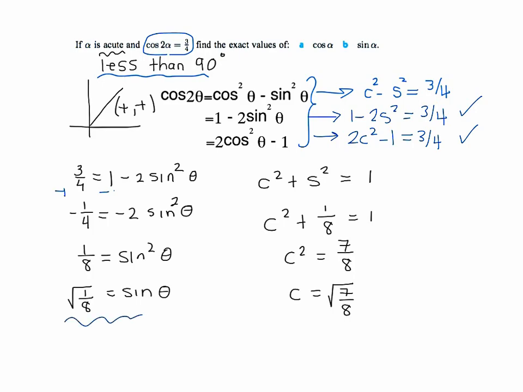Once you figure out that sine is equal to square root of 1 over 8, you can use a trig identity to solve for cosine of alpha. Cosine squared plus sine squared is equal to 1, and you know sine squared is equal to 1 over 8. So plug that in. So cosine squared plus 1 over 8 is equal to 1. Subtracting 1 over 8 on both sides, cosine squared is equal to 7 over 8. Taking the square root on both sides, again, because it's in the first quadrant, cosine, the x value, has to be positive. So cosine is equal to square root of 7 over 8.